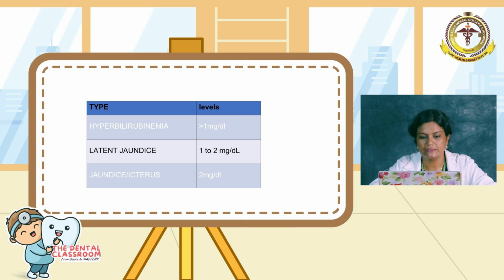Let us also understand the normal level of conjugated and unconjugated bilirubin in plasma. The normal level of unconjugated bilirubin in plasma is between 0.2 to 1 milligram per deciliter, and conjugated is 0.1 to 0.4 milligram per deciliter.